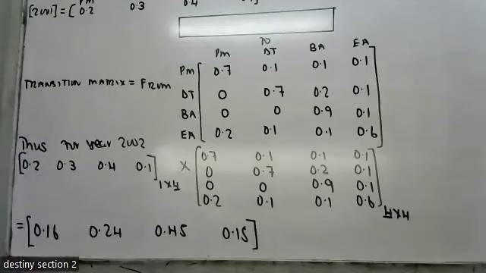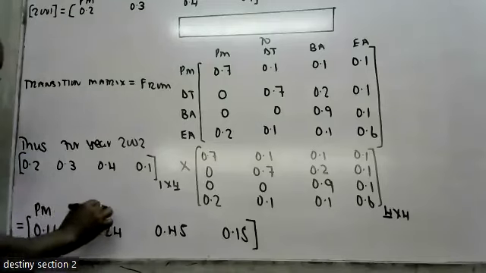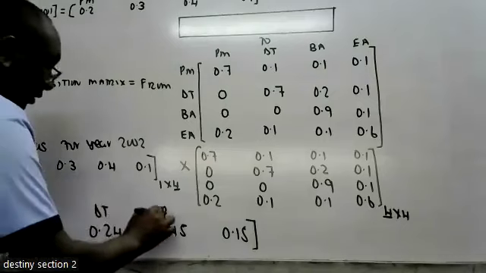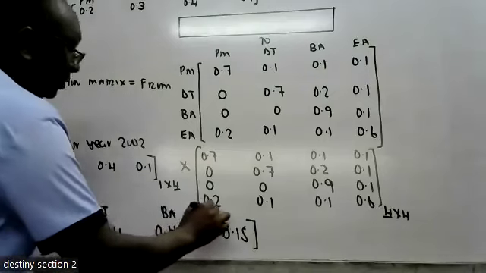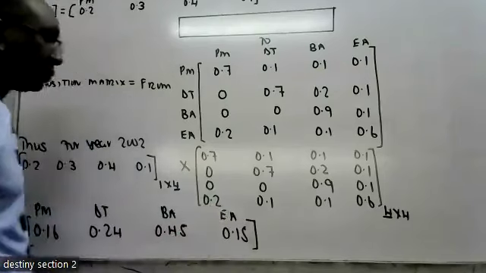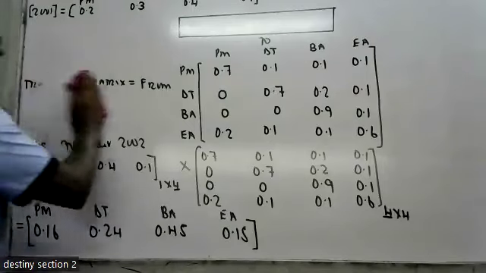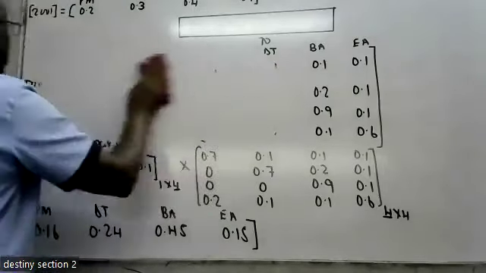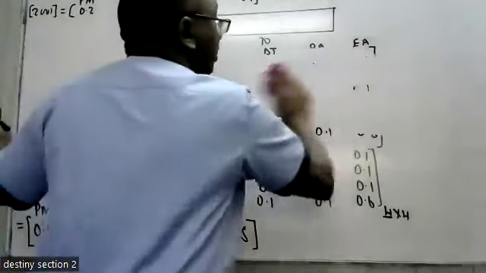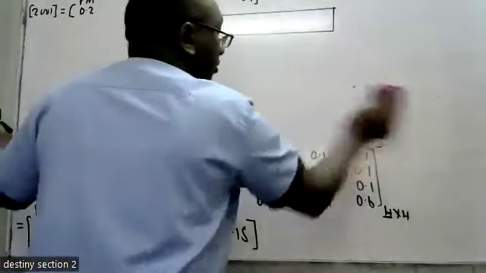These are the market shares. You can even label the matrix. You tell us this is PM. You tell us this is DT. You tell us this is BA. And you tell us this is EA. So that is for the year 2002. Now the examiner wanted us to get the year 2003.